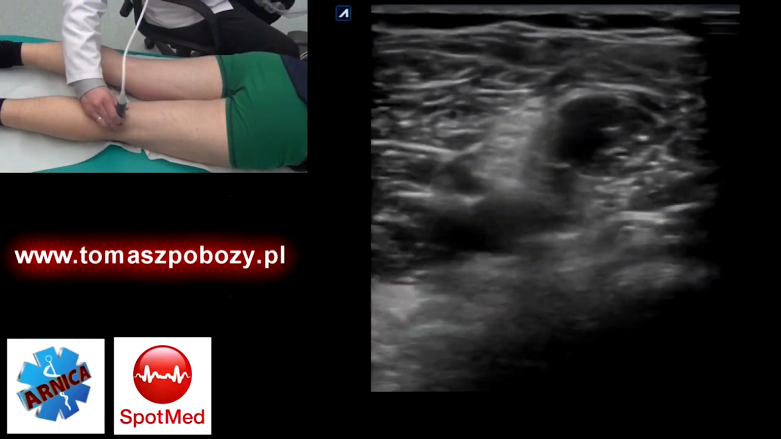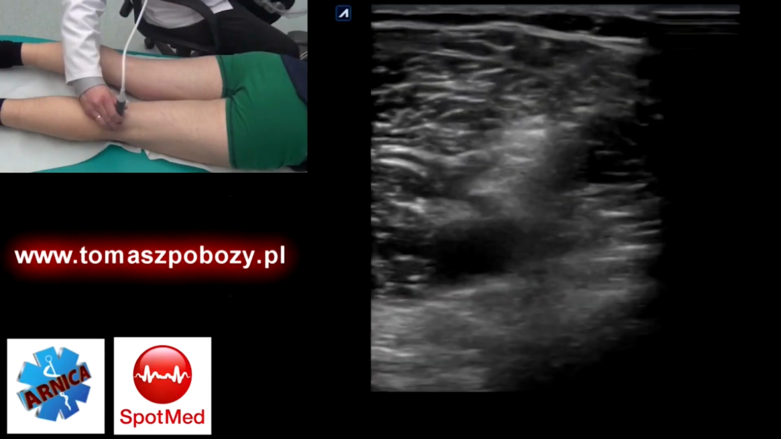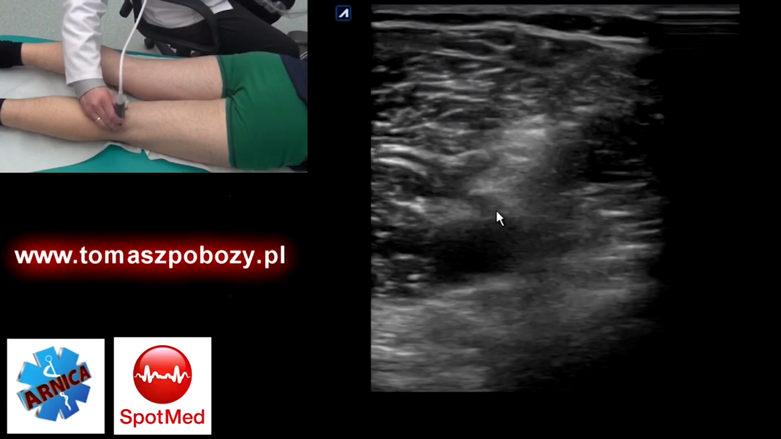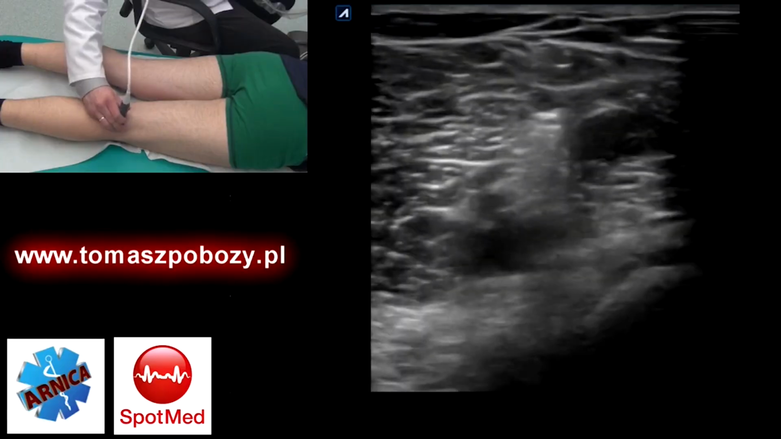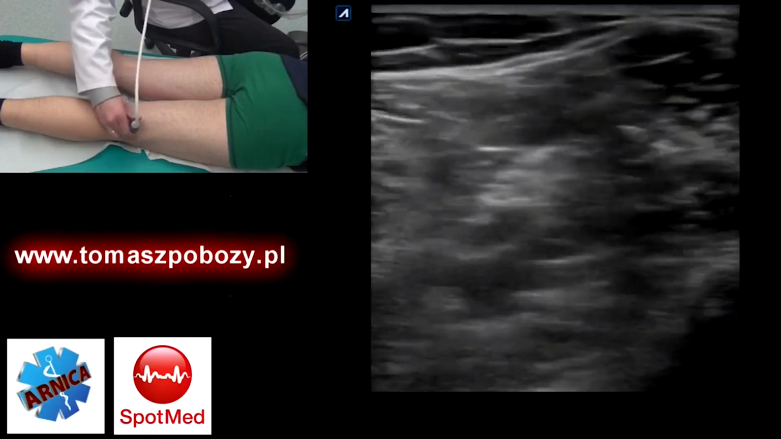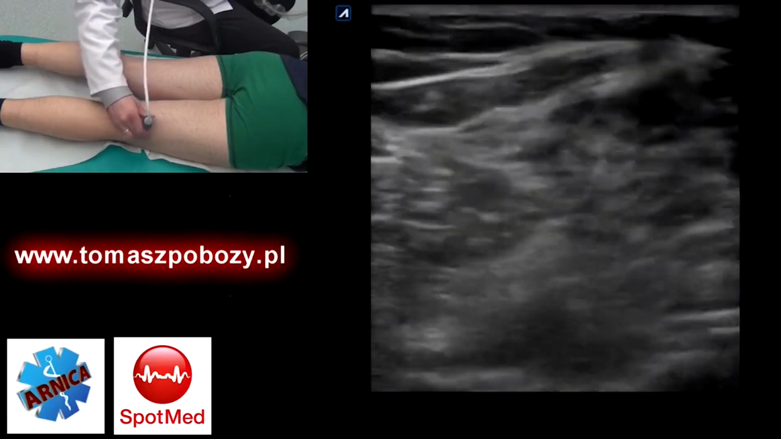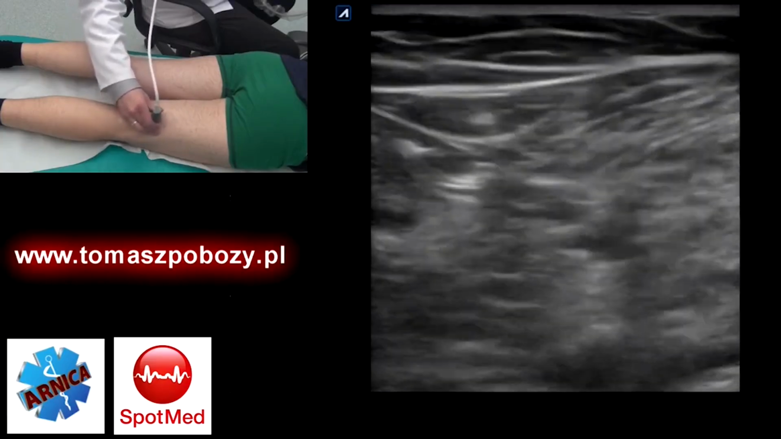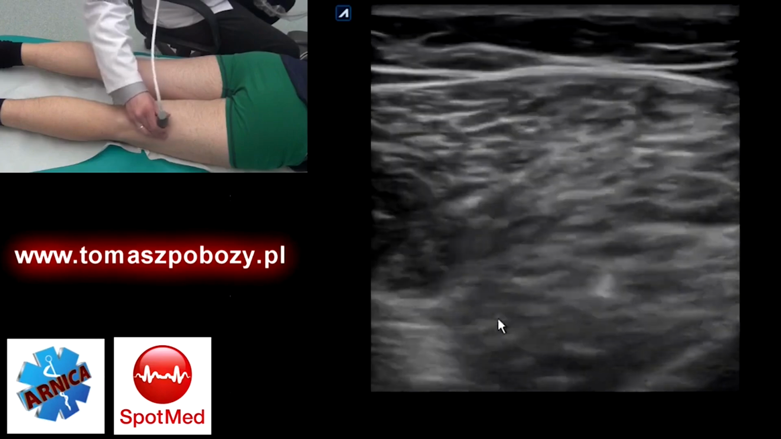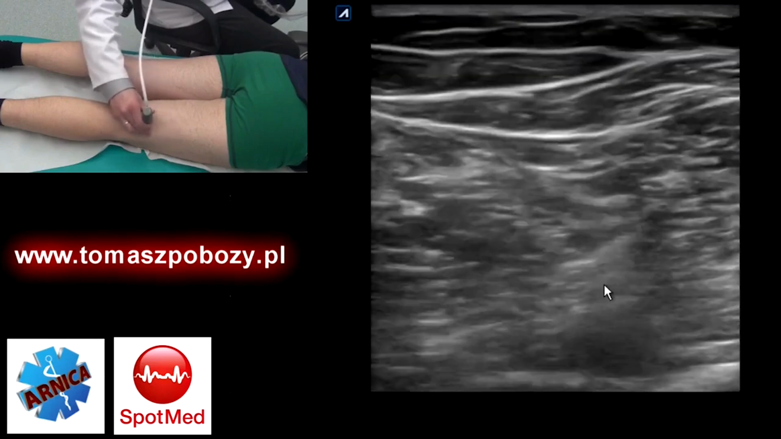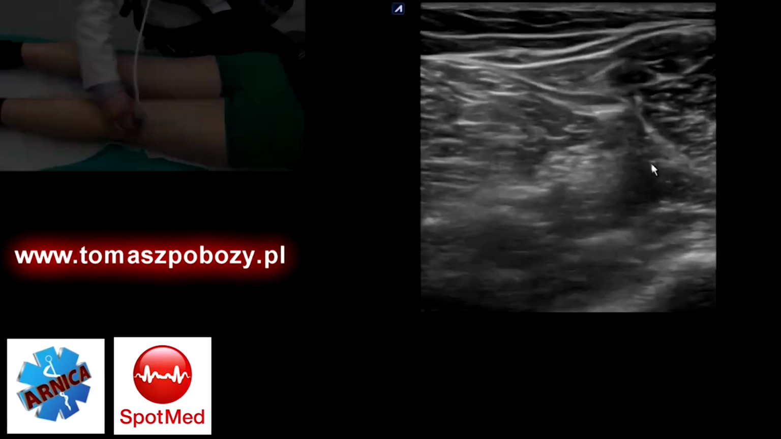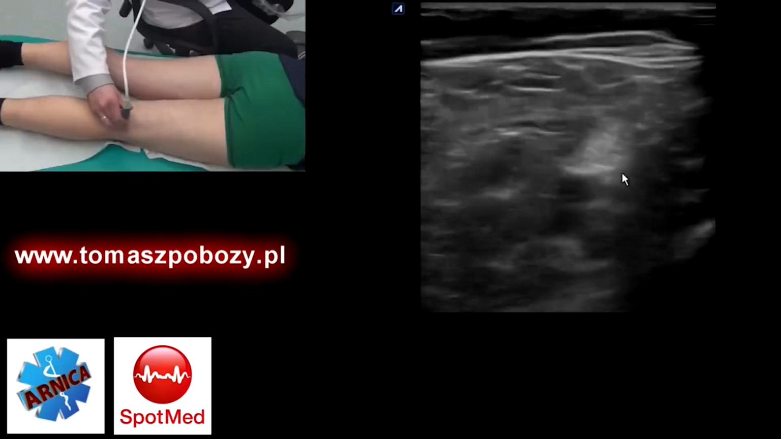In the popliteal fossa, we also identify other key structures: the tibial nerve, the popliteal vein, and the popliteal artery. We can trace the tibial nerve proximally to the sciatic nerve. The branching of the common peroneal nerve can be seen here, just at this point. We check the compressibility of the popliteal vein using a compression test.